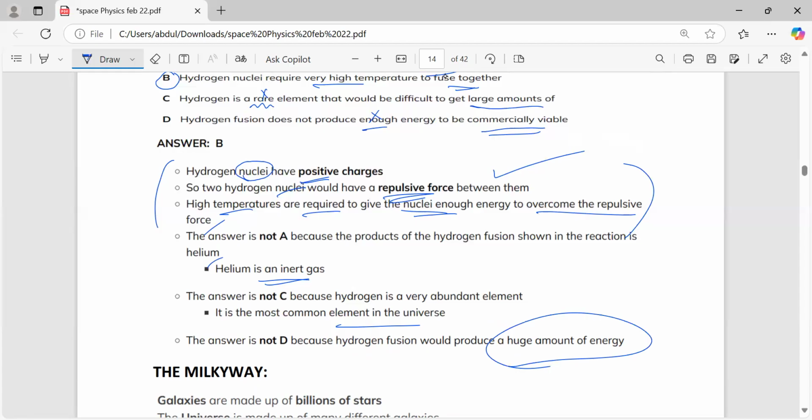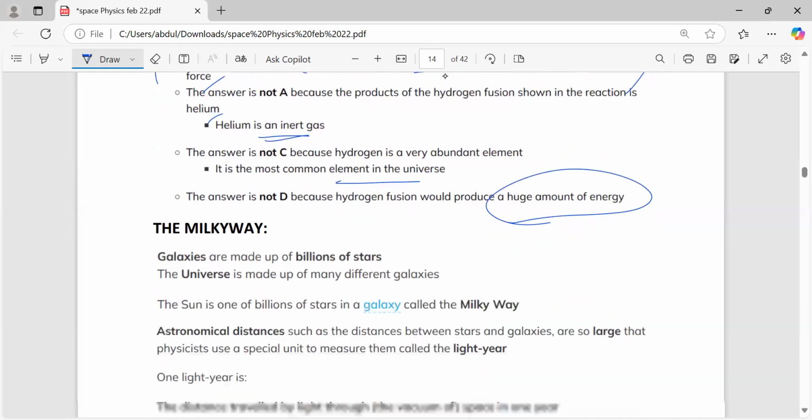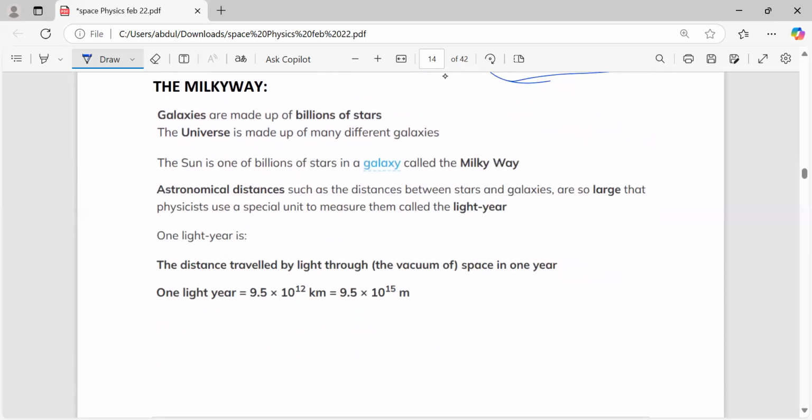Okay, let's move forward. Next is the Milky Way. Galaxies are made up of billions of stars. The universe is made up of many different galaxies. The sun is one of the billions of stars in a galaxy called the Milky Way.